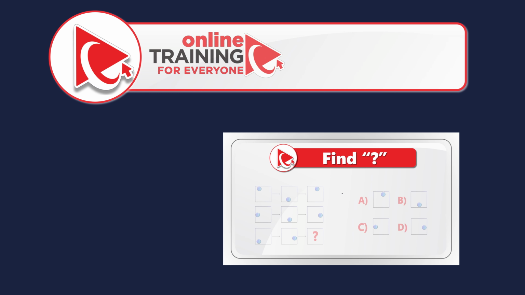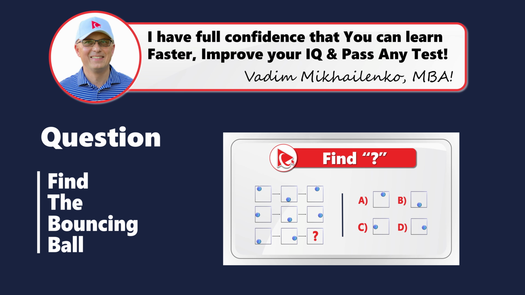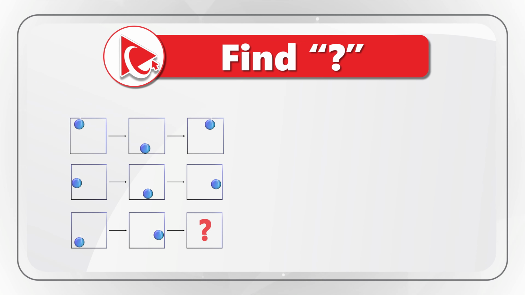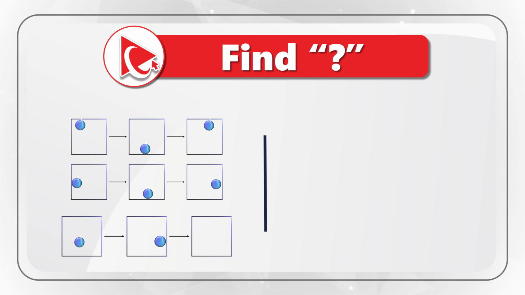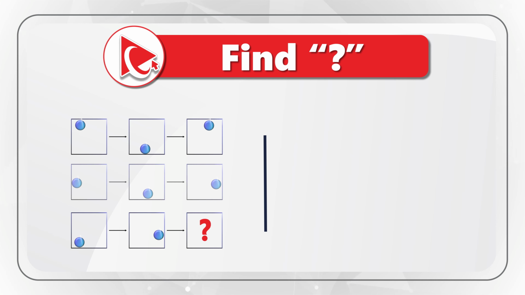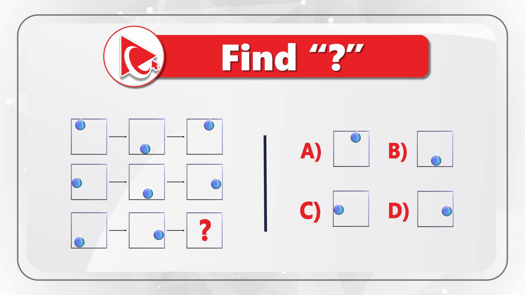I love this question because it really boosts your IQ and improves your intelligence. You're presented with 3 rows of objects. Each object represents a square and circle inside. You need to select the missing object out of 4 possible choices. Choices A, B, C, and D. Take a close look to see if you can come up with the solution.